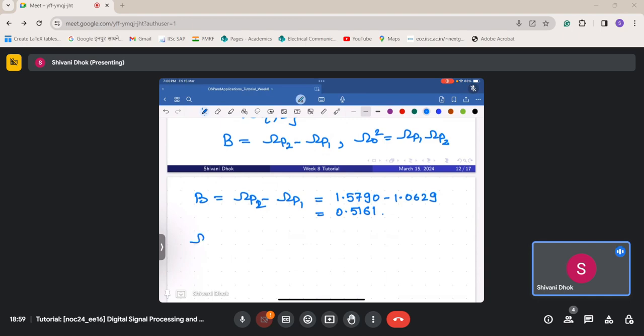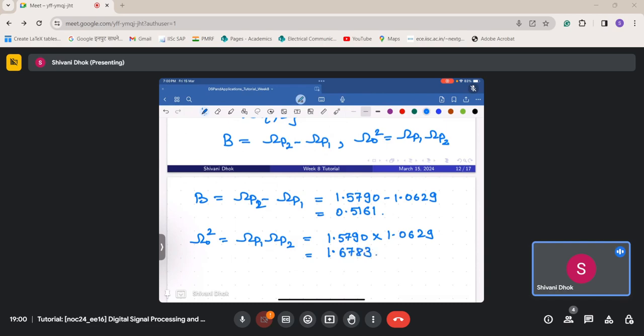And another thing that we need to figure out is this omega naught square, which is omega p1 into omega p2, which comes out to be 1.5790 multiplied by 1.0629, and this comes out to be 1.6783.